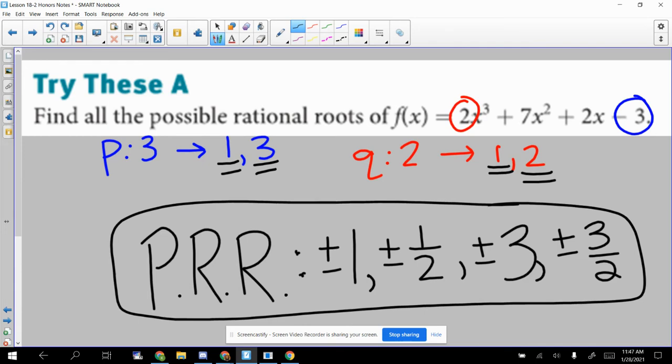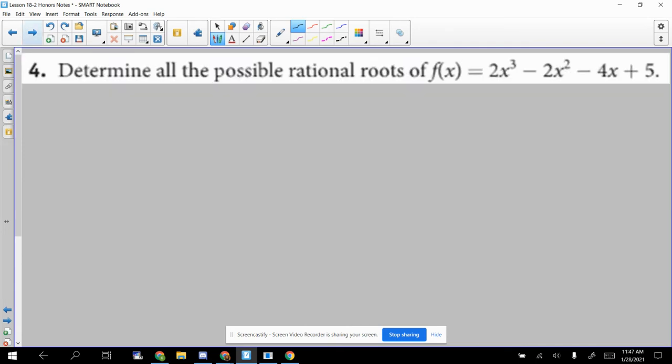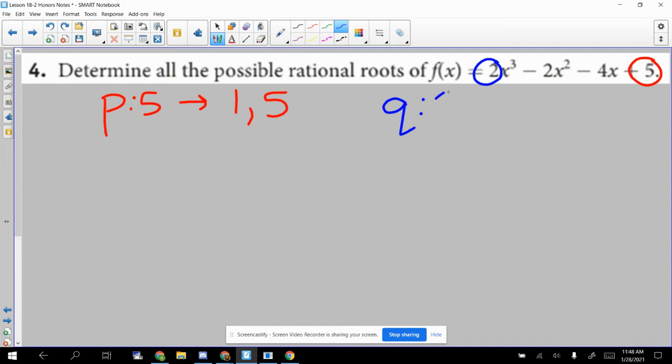Okay. All right, let's try one more here. And if you want, you can pause the video and try this one on your own. But we have our P is 5. This is also on page 283, number 4 in the Check Your Understanding. So factors of 5 are just 1 and 5. Okay. Then you have your Q, which is your leading coefficient, which is 2. Factors of 2 are just 1 and 2.